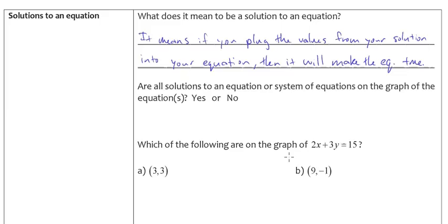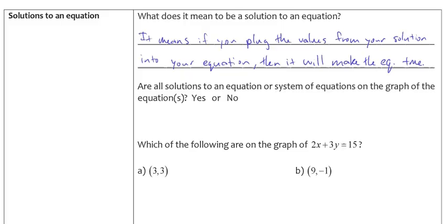If you look down below here, we've got, which of the following are on the graph, and so we're going to take those values and plug them in and see if it ends up being a true equation at that point instead of being false. The follow-up question right below is: are all solutions to an equation or system of equations on the graph of the equations?